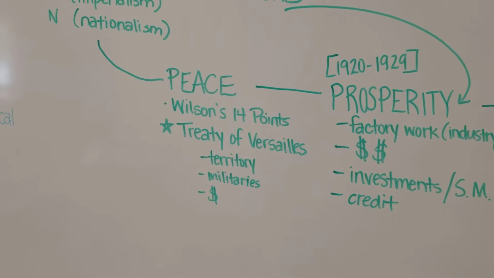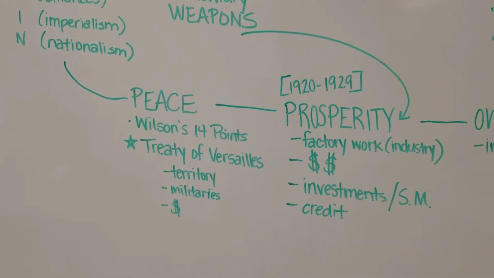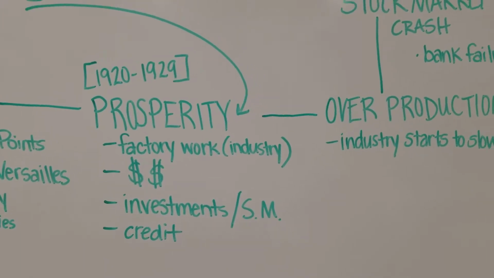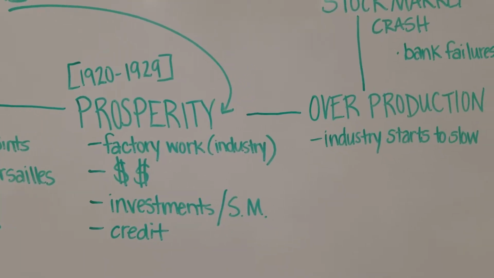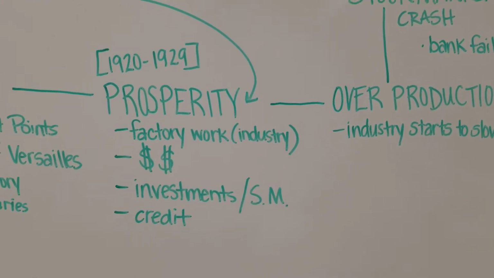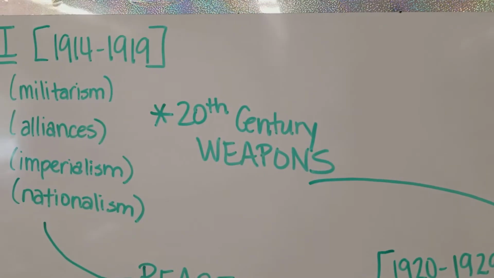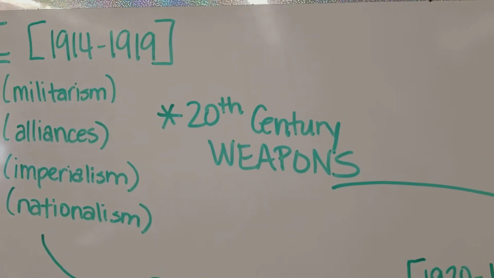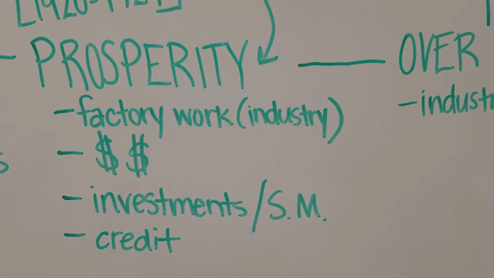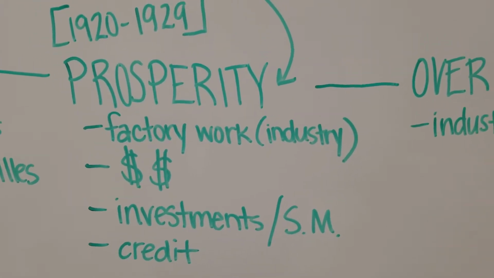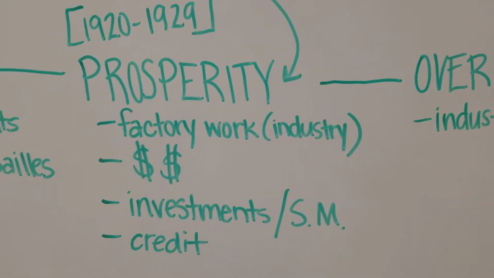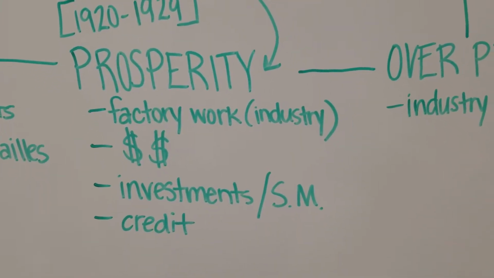We know that after we come through World War I and we come through peacetime, we enter a period of prosperity, specifically focusing on the United States. Between 1920 and 1929, we've come to call this era the Roaring Twenties. We know that the 20th century weapons created and needed during World War I are also going to lead to a rise in industry. Where are these weapons going to be manufactured? In factories, which provides jobs and opportunities for people on the American front.